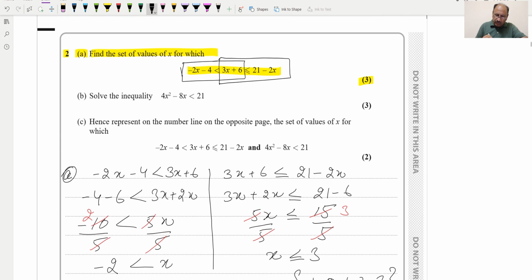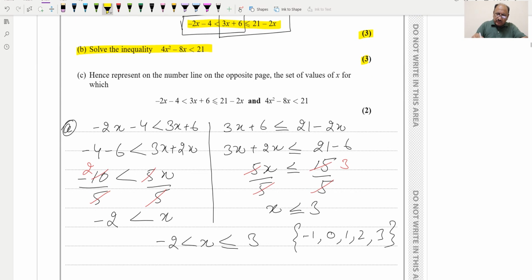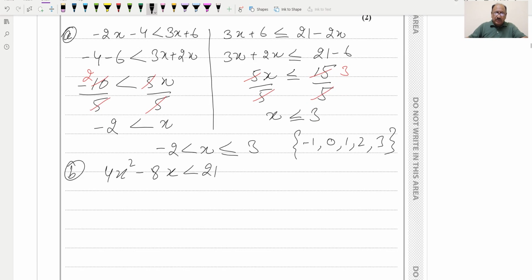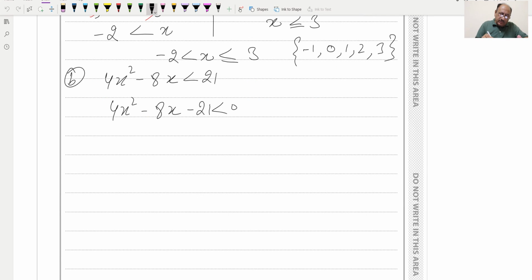Hopefully you got everything. Now for B part, and B part says solve the inequality, and this is a 3 marks part. We will solve this B part over here. I will copy it, and B part will be 4x squared minus 8x is less than 21, and we can shift 21 to the other side, and we will get 4x squared minus 8x minus 21 is less than 0. This is the quadratic inequality, and we will write down the ABC values.